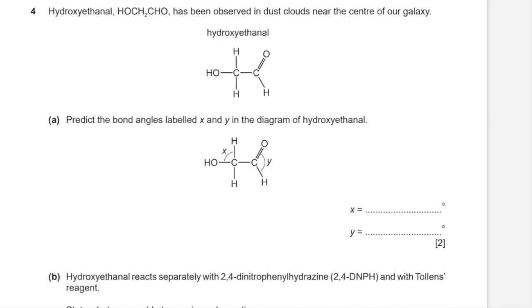4. Hydroxyethanal has been observed in dust clouds near the center of our galaxy. A. Predict the bond angles X and Y in the diagram of hydroxyethanal. X would be 109.5 since carbon forms 4 single bonds, and Y would be 120 since this carbon atom has a double bond.